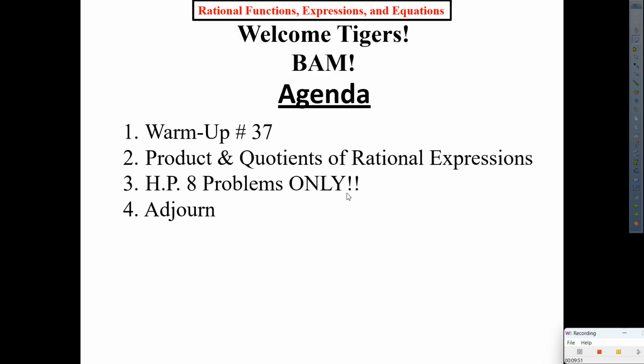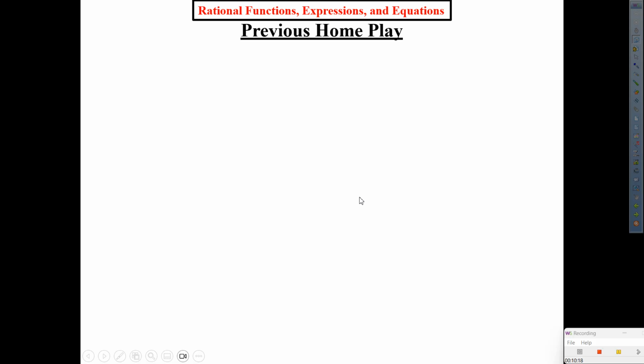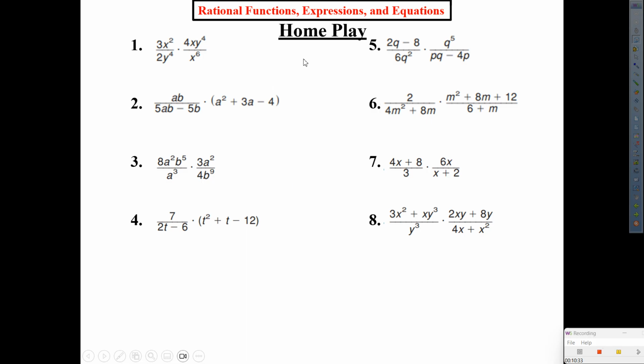And tonight's home play, only 8 problems. Copy the code for your access. 46IJD. Okay? All right? There wasn't any home play over the weekend. You guys, I'm pretty sure you went home, probably cleaned your house and mowed the lawn, washed some cars. And if all that was done, you probably made them some chilaquiles or something, right? Very good. Appreciate it. Show some love. And your home play for tonight, only 8 problems. Only.